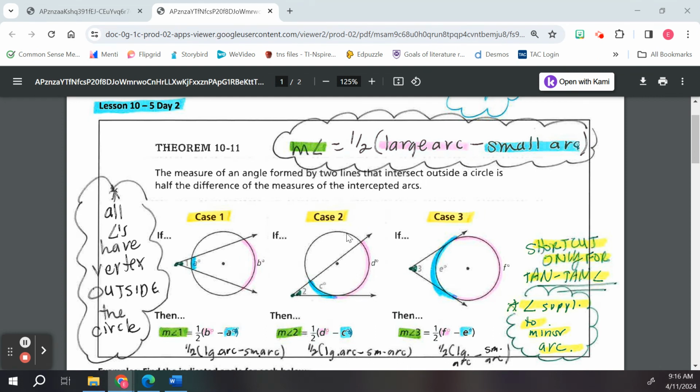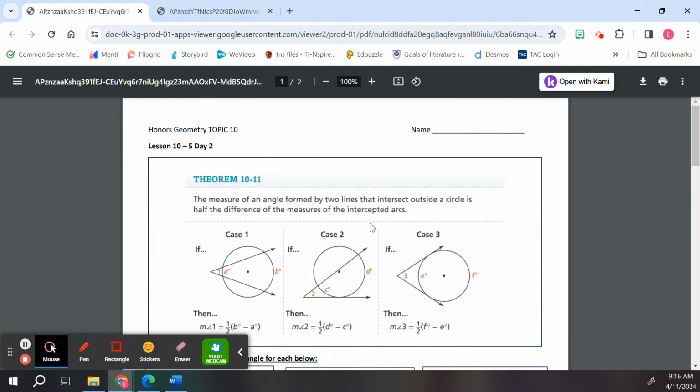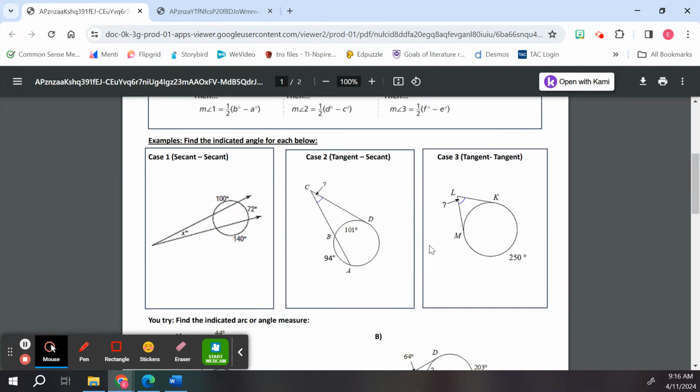All right. Anybody still writing this down? Okay. Let's take a look at each case. All right. So here's our first one.